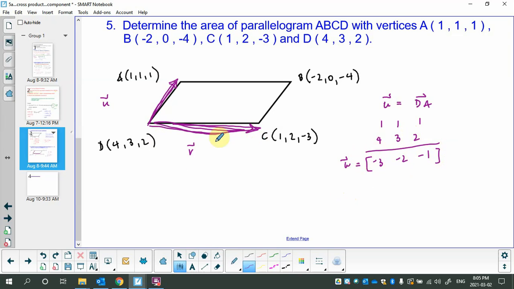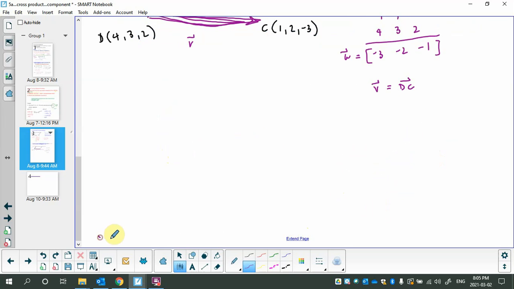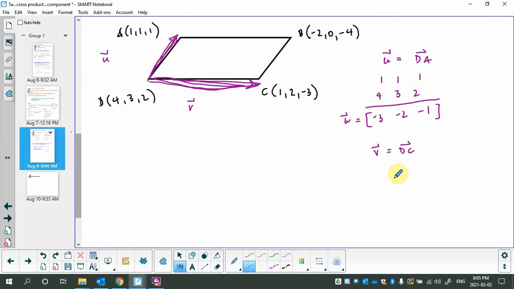Now I'm going to do the same thing for what I've decided to call vector v. So vector v is start at D, go to C. So that means when I go to figure out the components of this one, I'll have to write down C first, because that's where I ended, with 1, 2, -3, and then 4, 3, 2, and then I'm going to subtract, and I'm going to find the components for vector v. So -3, -1, -5. So now I have a vector u, and I've got a vector v, and I can do the cross product.